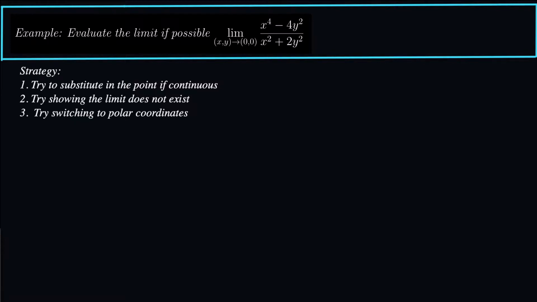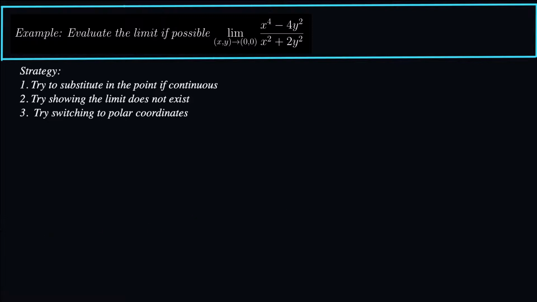Taking a look at limits of multivariable functions here. We've got a limit as (x, y) goes to (0, 0) of (x to the 4 minus 4y squared) over (x squared plus 2y squared) in the denominator. We want to see if this limit exists. If it doesn't exist, we need to show that it doesn't exist. So we're going to have some work cut out for us either way.